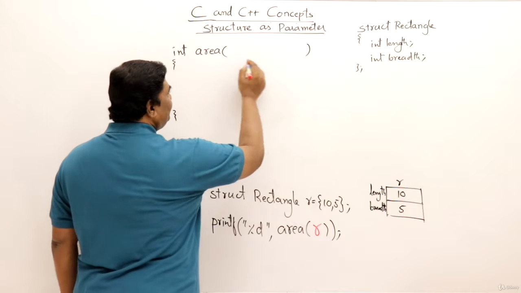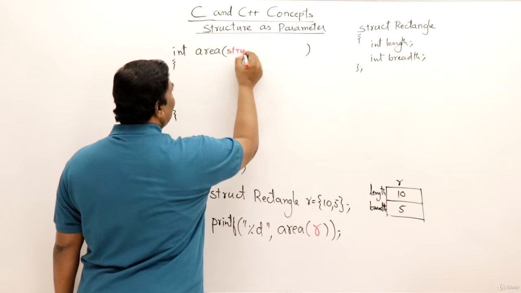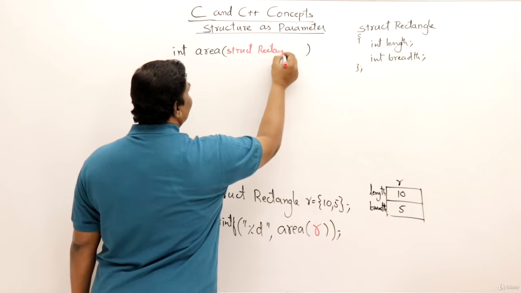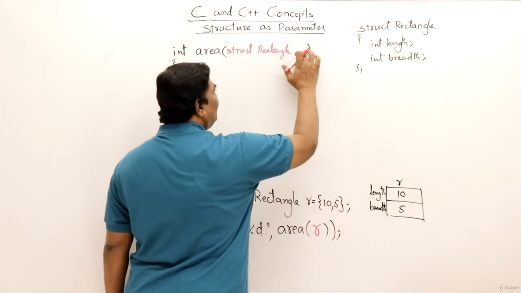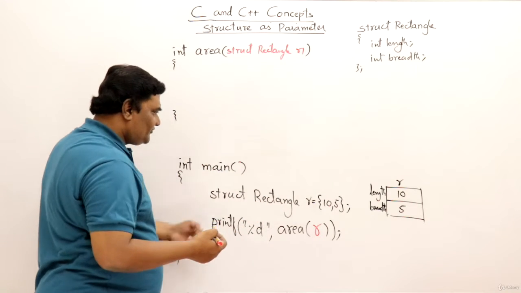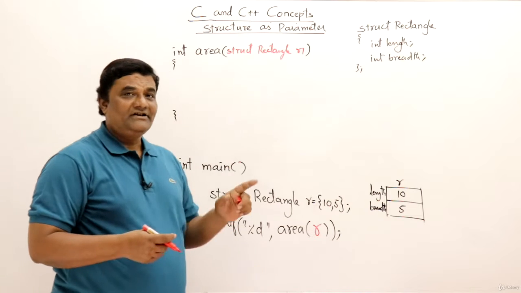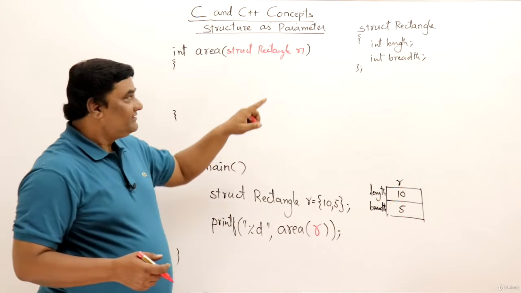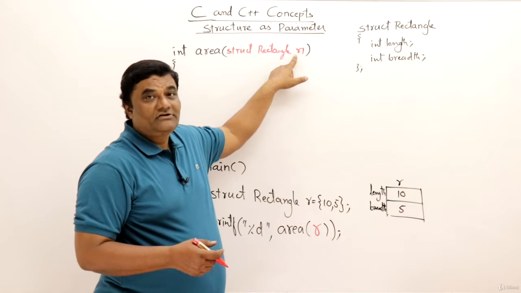Now what should be the parameter type of this one? The argument type should be struct rectangle R. This is called by value. So instead of R, I will say R1, just a change of names. You should not feel that they are the same. This variable is different, that variable is different. So I have taken the parameter as R1. Now that is call by value because here I did not write any asterisk or ampersand.